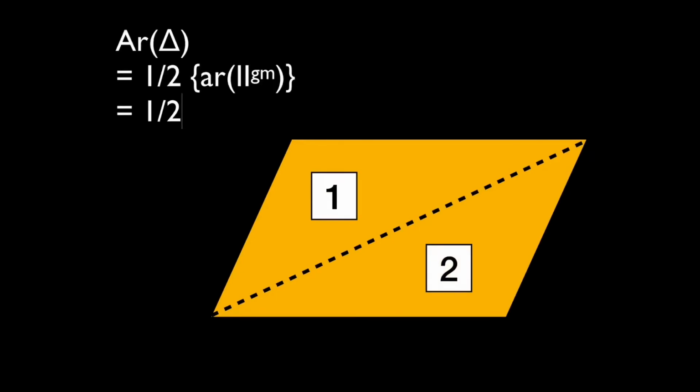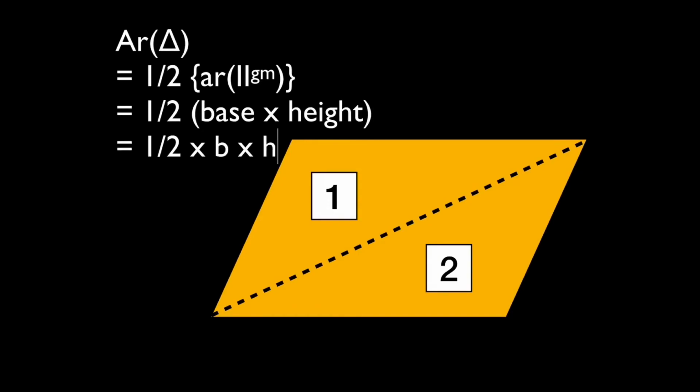So now see, if I cut this into half, I get two triangles, right? Two triangles. So I can say the area of the triangle is equal to half of the area of the parallelogram, which is half of base into height, that is half BH. That is how we get the area of the triangle formula.